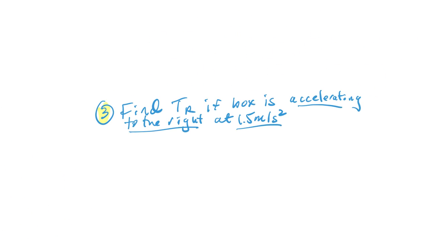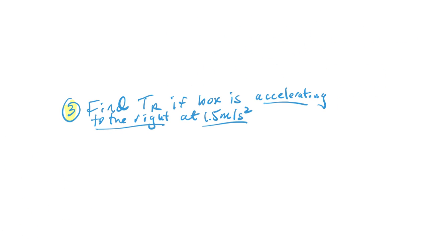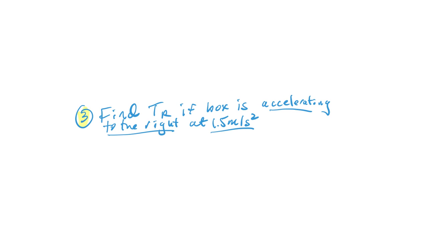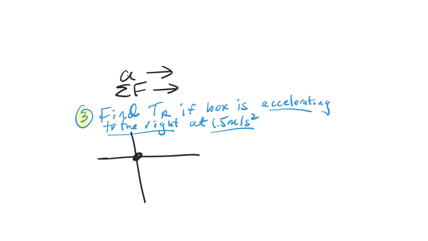Now, I'm going to have it moving for part 3. What if the box is accelerating to the right? So, let's draw the free body diagram. The acceleration is to the right, so the net force has to be to the right. And so TR is going to have to be bigger than the force pointing to the left.